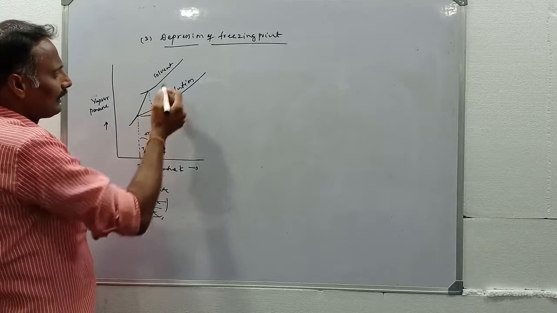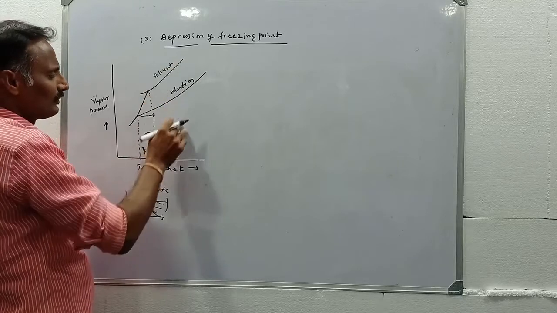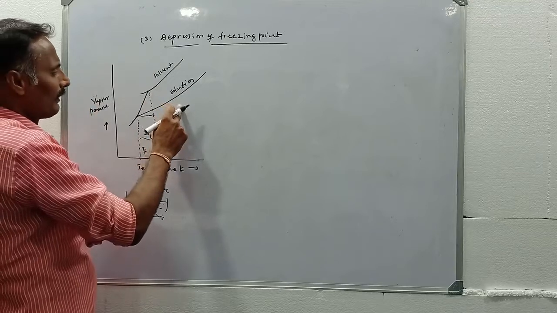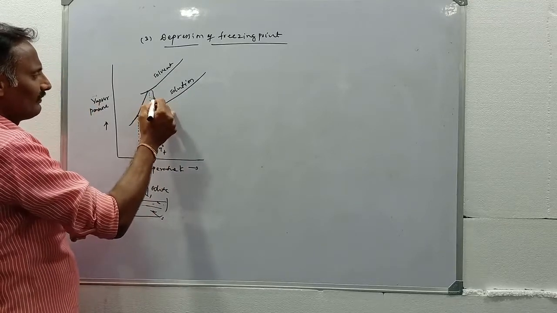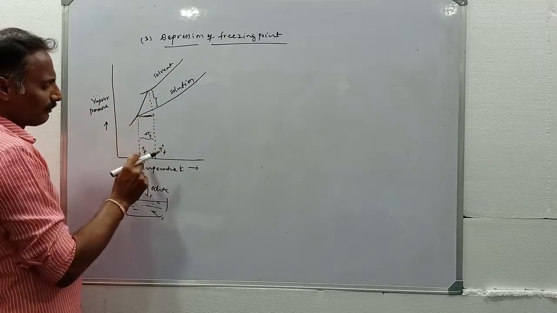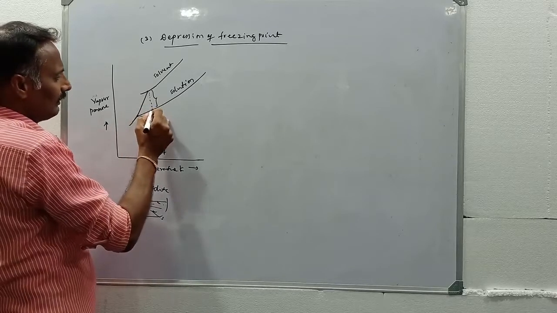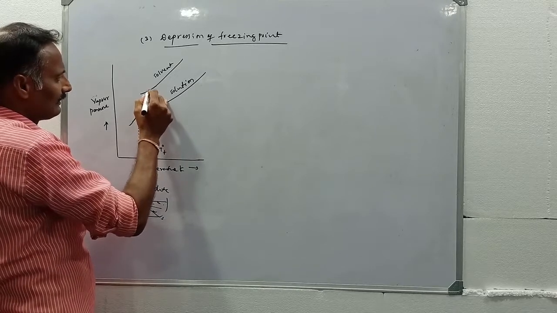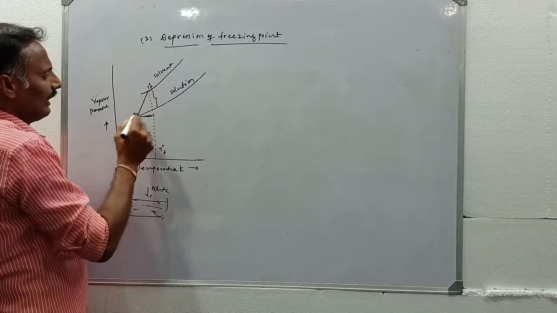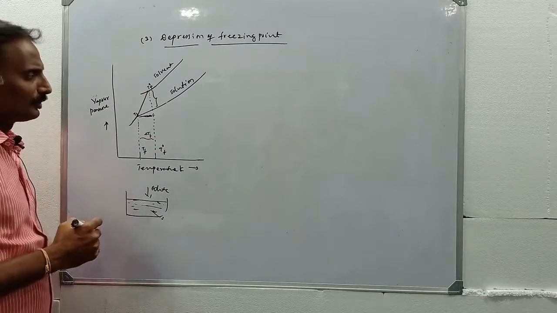This is the curve of the pure solvent, and this is the curve of the solution. The solvent has more vapor pressure when compared to the solution. This gives a difference in vapor pressure, and it gives a difference in the freezing point. This is the freezing point depression. This indicates T naught F, and this is called TF. The difference between T naught F and TF gives the difference in the freezing point of the solution.